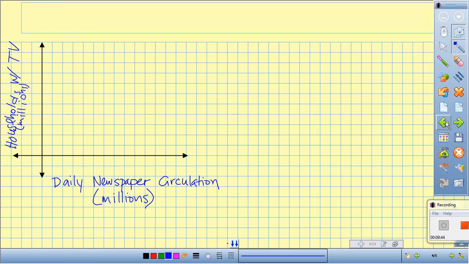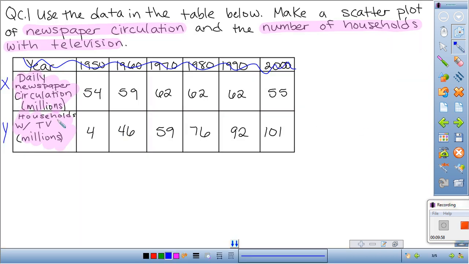All right, now we need a title for our graph, so you may say newspaper versus TV. And yours doesn't have to be this. It can really be whatever you want as long as it represents the graph and what the graph is about. So now that we've done that, we need to come up with scales for our numbers. So remember, look at your smallest, 54, and your largest, 62, and that'll help you come up with a scale.